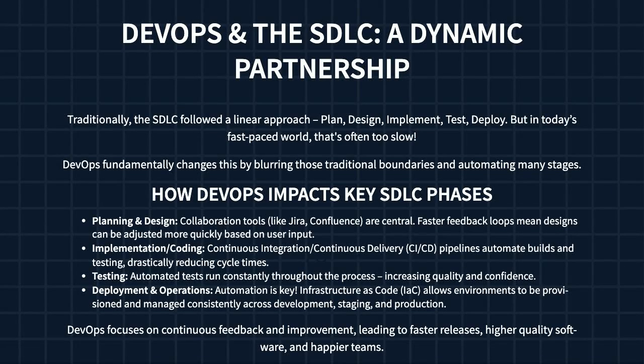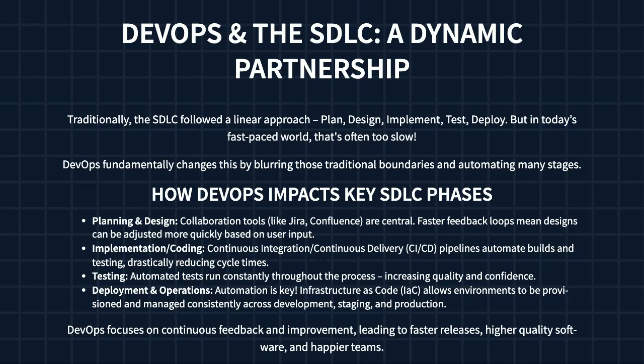Let's talk about how DevOps is changing the game when it comes to building software. The traditional SDLC was a fairly rigid process. You planned, designed, built, tested, and then deployed. But that could take a long time. DevOps really shakes things up by breaking down those silos and automating as much as possible. Think about planning tools like Jira. They let teams collaborate constantly, so feedback can be incorporated immediately.